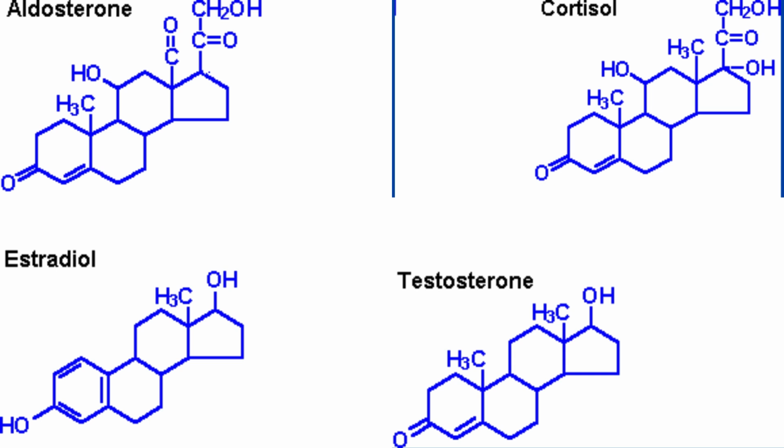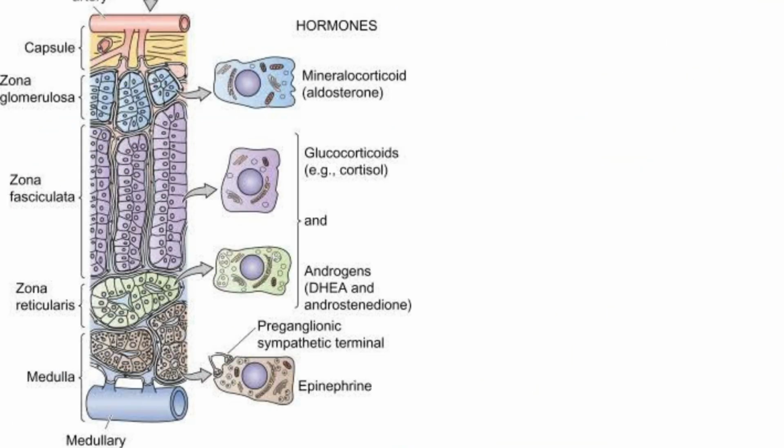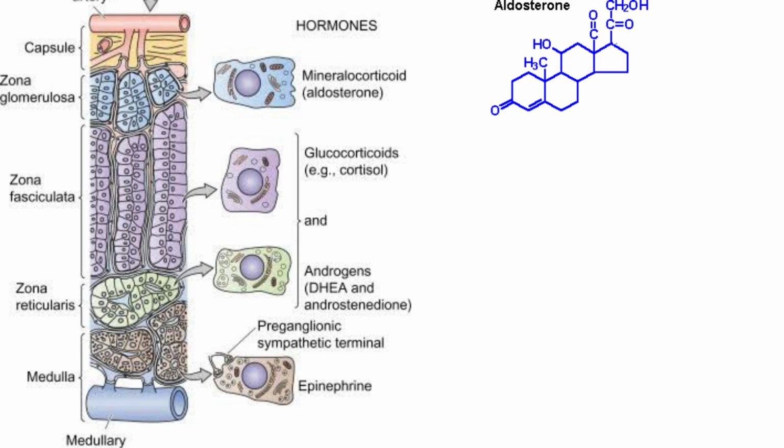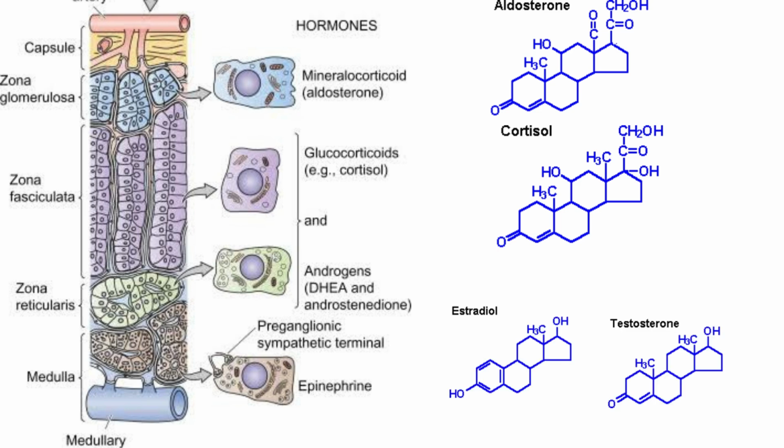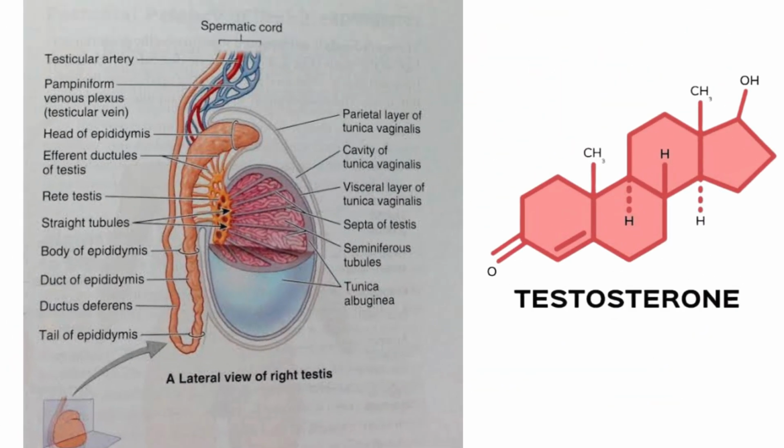You also need to memorize the ultimate product of different steroidogenic tissues. In zona glomerulosa cells of the adrenal cortex, the ultimate product is aldosterone, which is a mineralocorticoid. In zona fasciculata, the ultimate product is cortisol, which is the glucocorticoid. In zona reticularis as well as in gonads, the ultimate product is testosterone, which is a sex steroid. In case of testis, Leydig cells, it is testosterone.